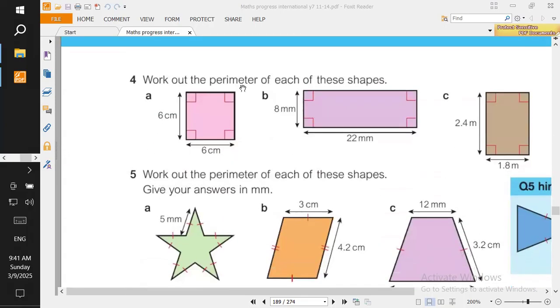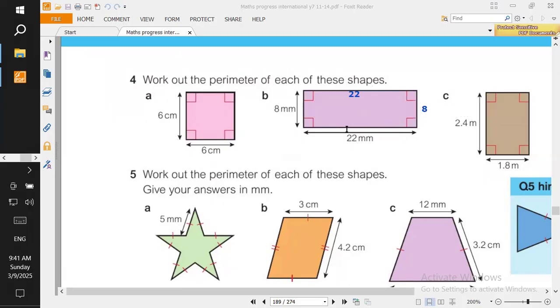Same idea, work out the perimeter of each of these shapes. Same idea, this is a square. So 6, 6, 6, 6, multiply 6 by 4, it's 24. Here, this is a rectangle, focus on rectangles. In rectangles, the opposite lines are equal. So this one is a 22, and this one is an 8.